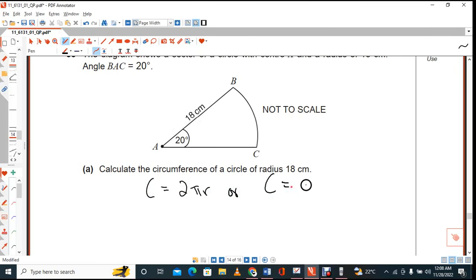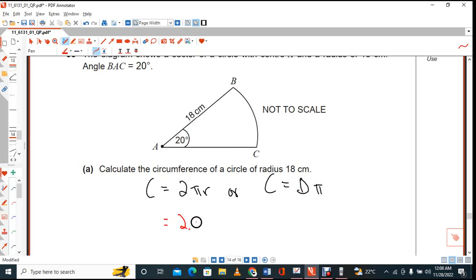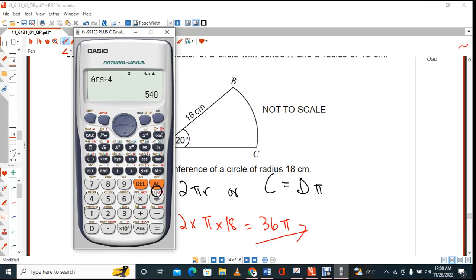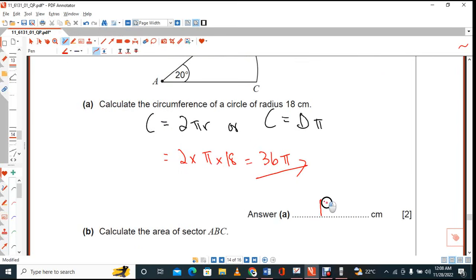Or twice the radius is the same as the diameter times pi. So we're just going to go ahead and use the first formula. It doesn't matter. So it's going to be 2 times pi times the radius. In this case, the radius is 18. So this is 36 pi, which is an answer that you can give, or you can calculate it by giving your answer to 3 significant figures, which is about 113 centimeters. Anything rounding to 113 centimeters will be acceptable.